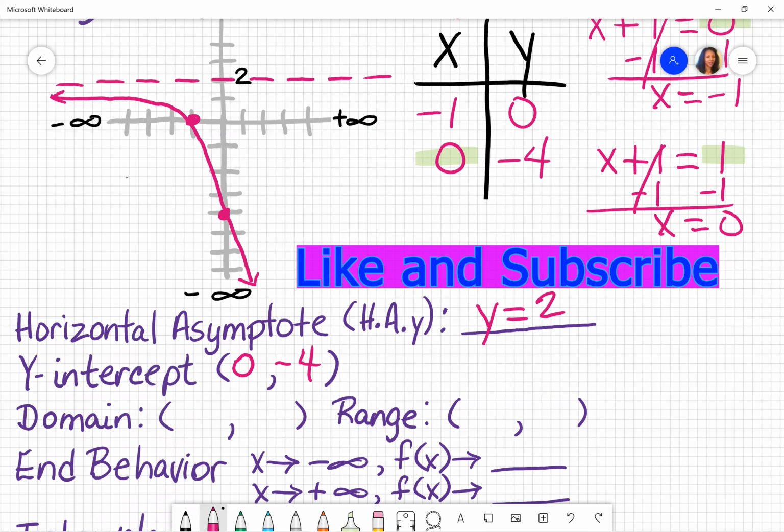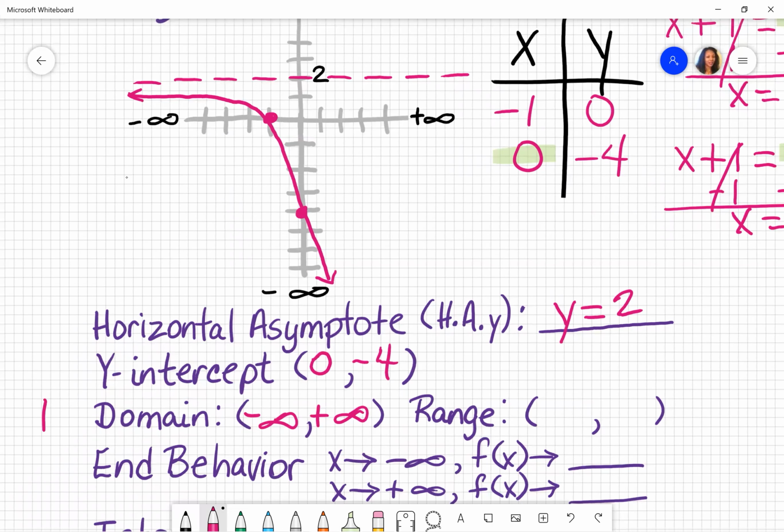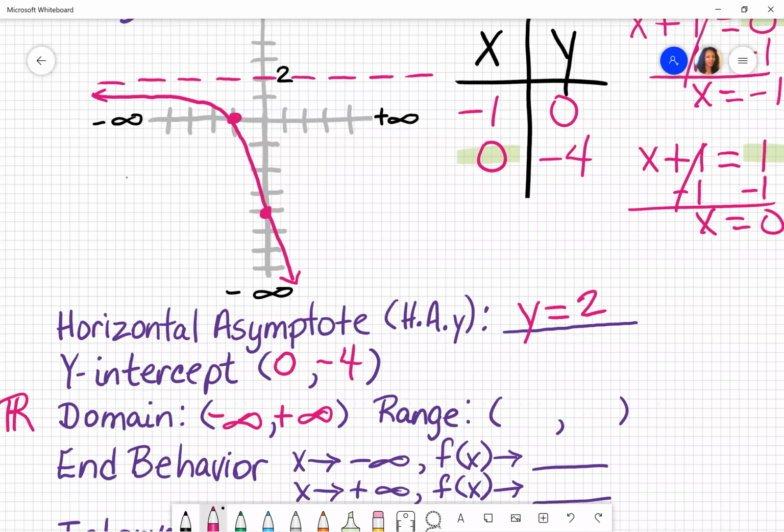Domain will always, in exponential graphs, be all real numbers. That's -infinity to +infinity. Or sometimes you will see this symbol. That means all real numbers.